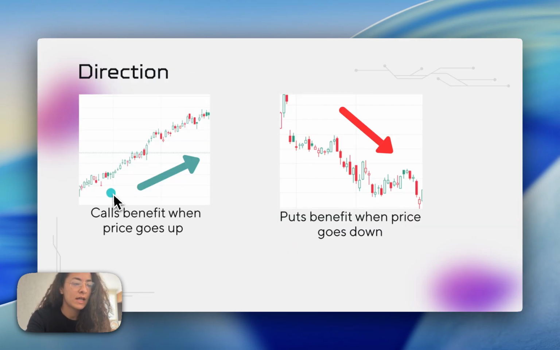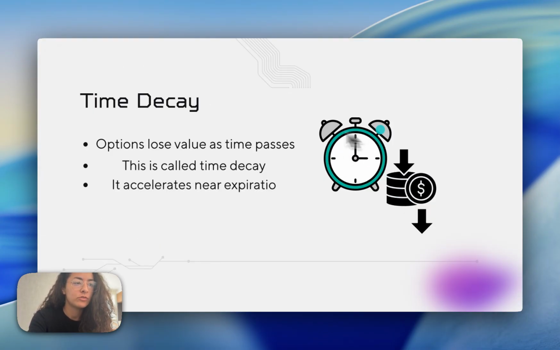Now, we know that option calls benefit when the price of the stock goes up. That's why we buy calls. And we know that puts benefit when the price of the underlying goes down. But we need to think also about the time decay. So any option loses value as time passes. So even if the stock doesn't move anywhere, the option loses value when time passes. And it's called time decay.